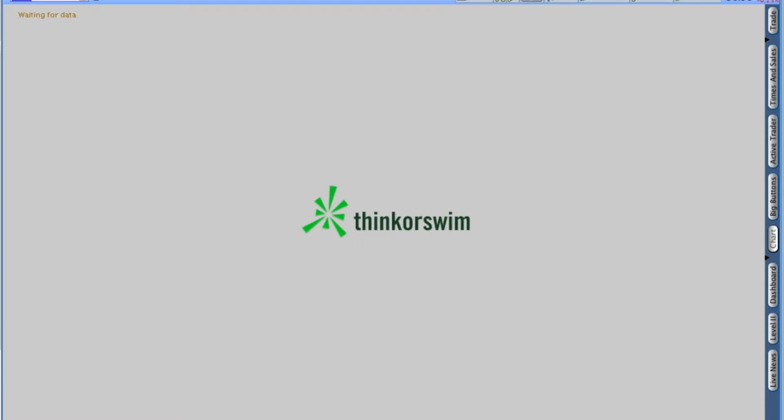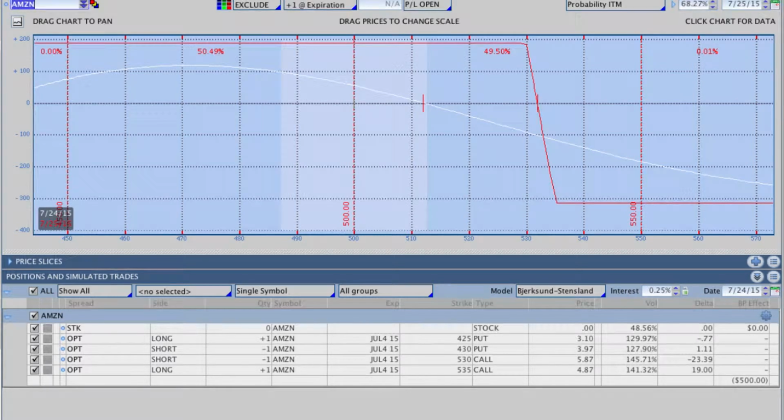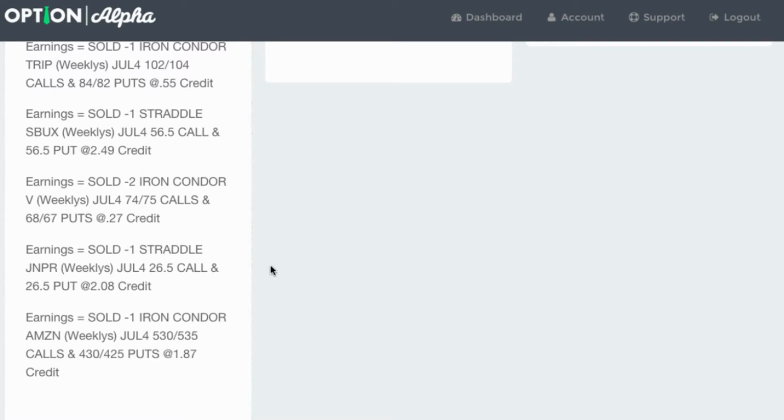And it looks like Starbucks is still not loading up here. So let's see if we can get some of these other securities to load up as we keep going.